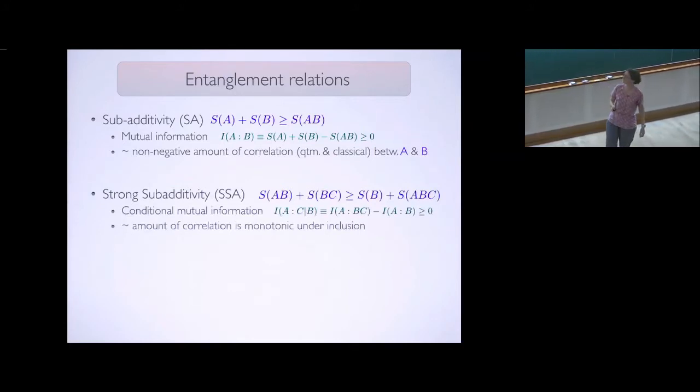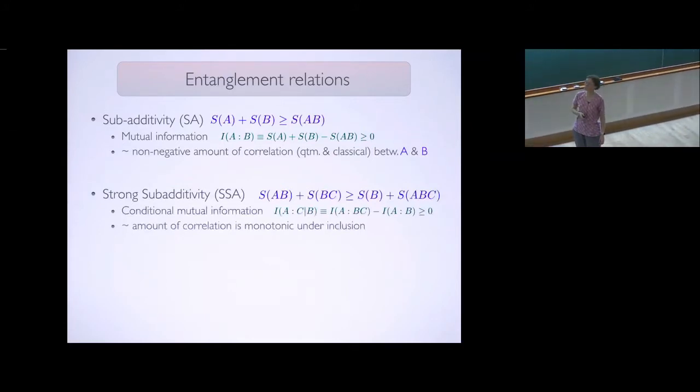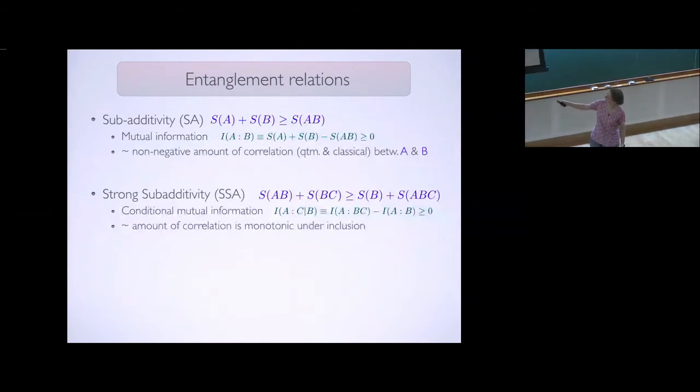A more stringent inequality is the so-called strong subadditivity, where if you have a partition into systems A, B, and C, then this is the relation of strong subadditivity. The combined system for A and B plus a combined system for B and C, those entanglement entropies have to exceed these two.